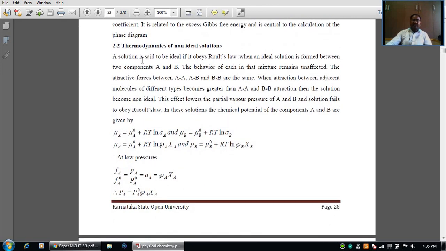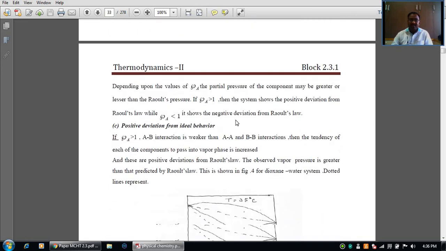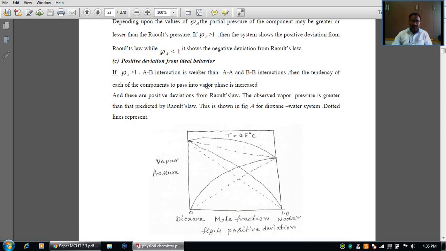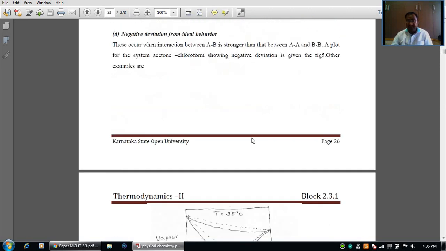know the differences between ideal and non-ideal solutions. Based on Raoult's law, we develop the definitions of ideal and non-ideal solutions. Ideal solutions are solutions which obey Raoult's law under any conditions. Non-ideal solutions are solutions which do not obey Raoult's law. Non-ideal solutions show two behaviors: positive deviation from ideal behavior and negative deviation from ideal behavior.